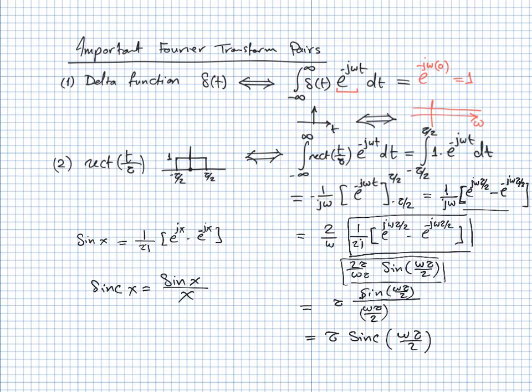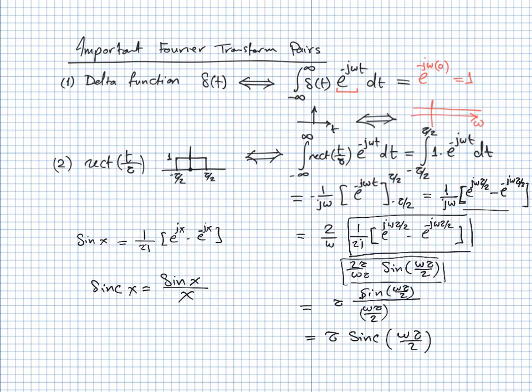So if I have a rectangle of width tau and centered, so the typical rectangle is not shifted or anything, then in frequency domain this looks like tau sinc of omega tau divided by 2. Don't forget that tau here is just a constant. It's the width of the rectangular function. It's not a time variable. The only variable here is omega. This is a function of frequency.